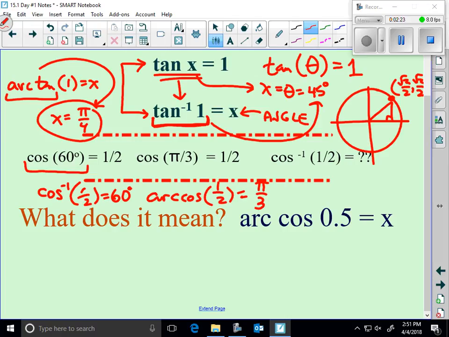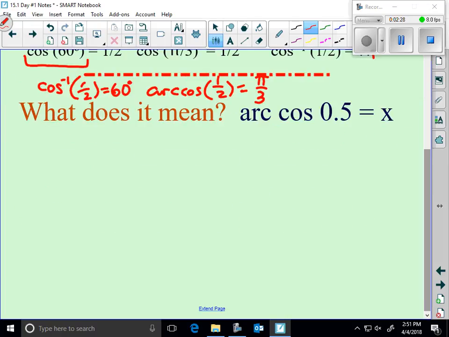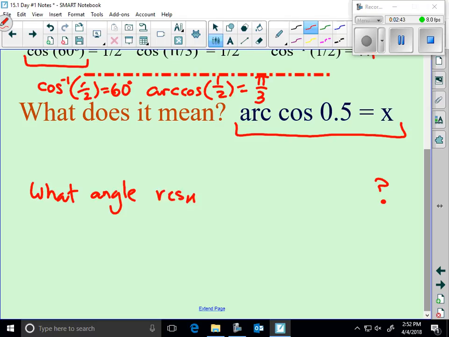So we're jumping into this and getting used to this idea of what is an inverse trig function. So what is this actually asking? If it were a question, what would it be asking? What it would be is, what angle results in the cosine being equal to 1/2? Or another way to say it is, the cosine of what angle equals 1/2.